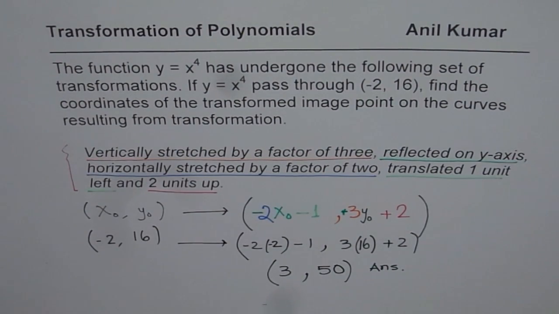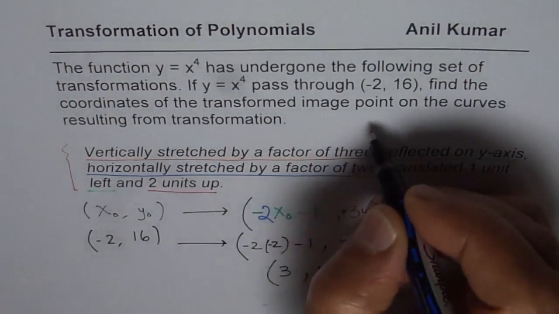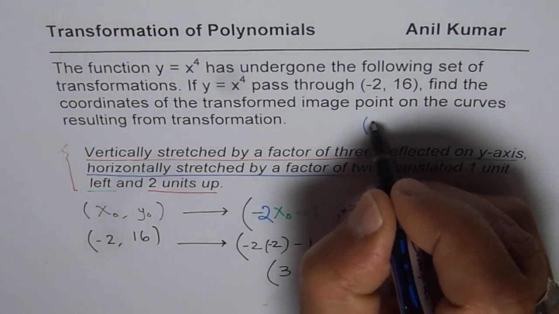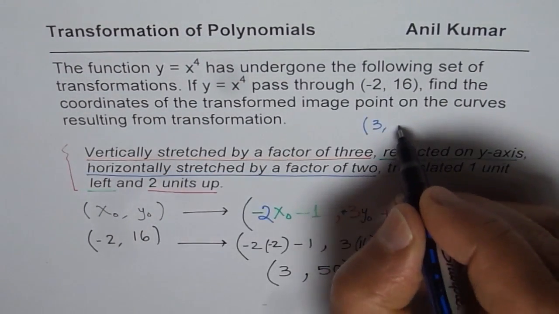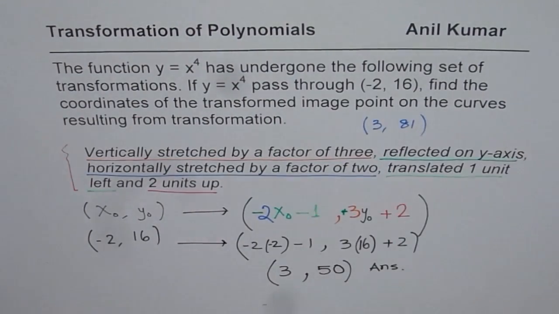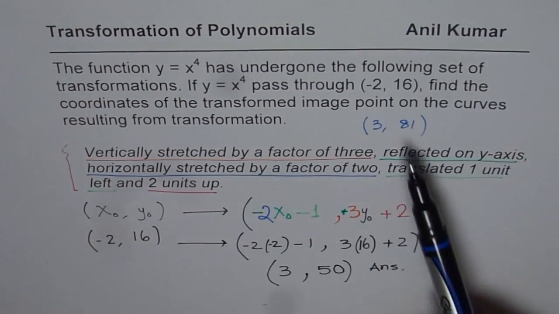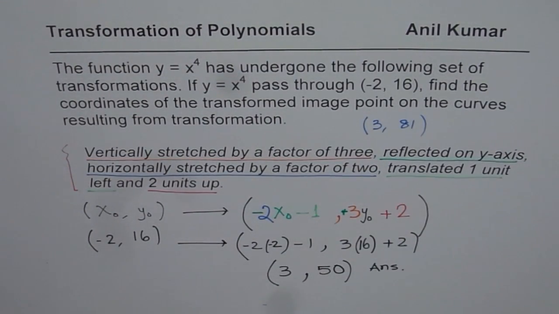Now for practice, you can take another point. Let us say we have 3, right? 3 to the power of 4 is 81, right? So you could do with (3, 81) and find their image point using similar transformations.